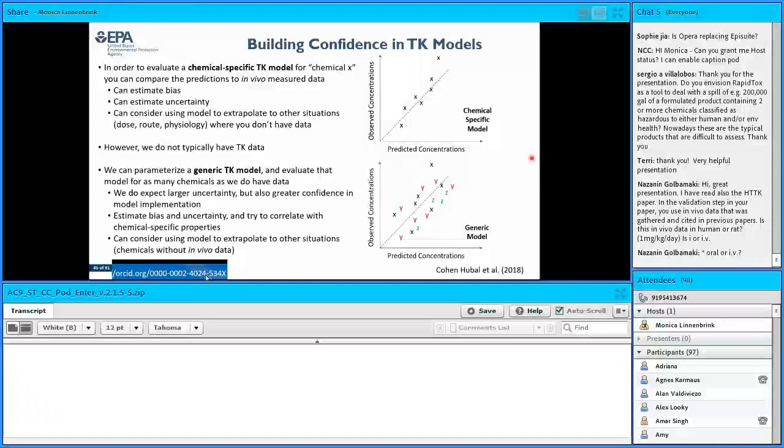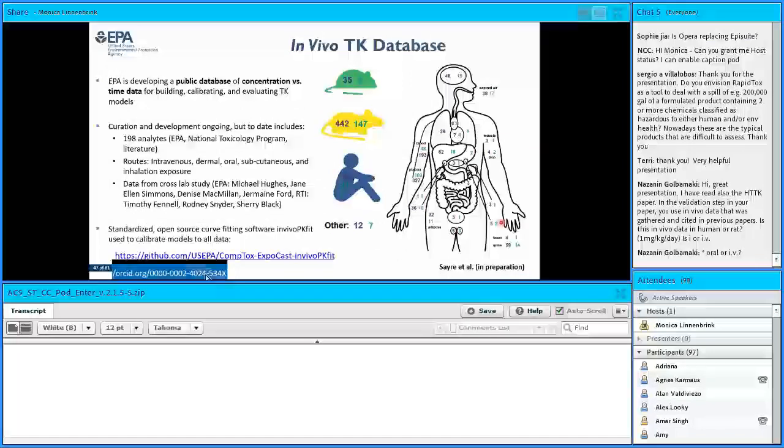And then we can start to do things like correlate. Well, maybe chemical Z has a really high log P. Or maybe there's something that we can think structurally about it and start to do relations on, what classes of chemicals are we certain about, what classes of chemicals are we uncertain about. And so what's really cool is then we can use the chemicals where we do have data to tell us a reasonable guess about the chemicals where we don't have data. So the generic model lets us extrapolate to chemicals that don't have in vivo studies.